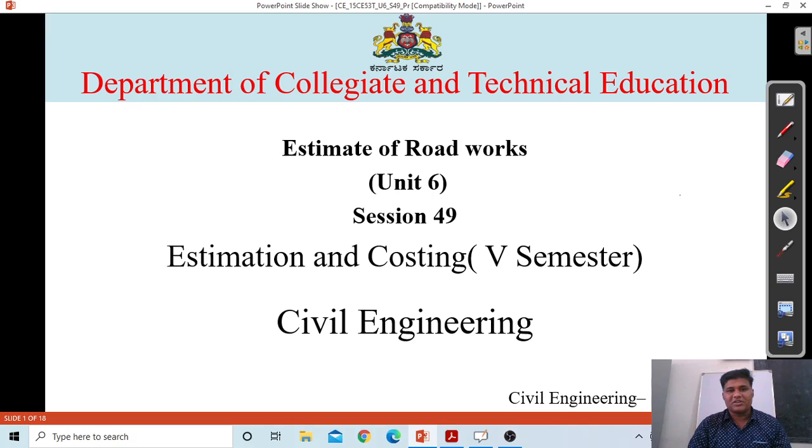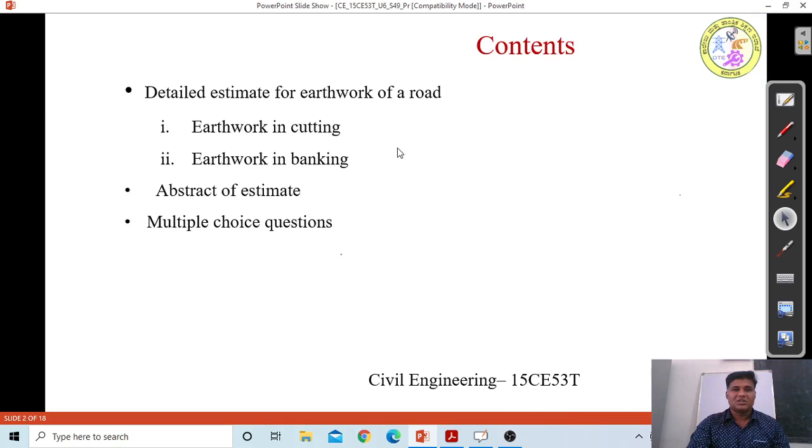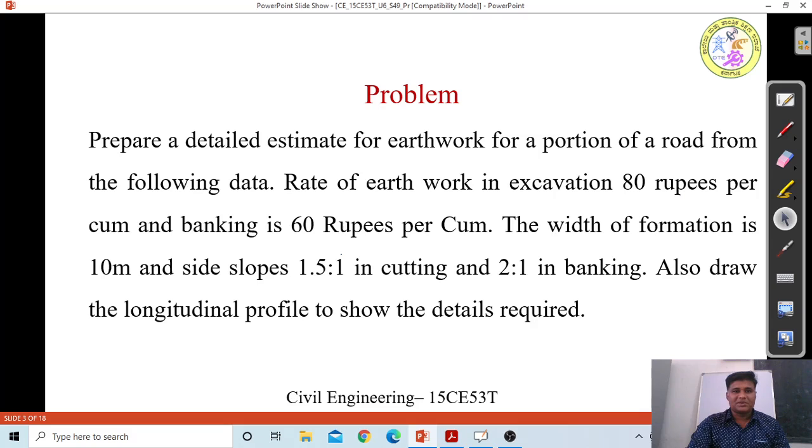This is session number 49 of the unit Estimation for Roadworks, unit number 6, for civil engineering students of 5th semester. In this session, I am going to explain how to calculate the quantity of earthwork in cutting and in banking. Banking is nothing but filling the earth for a stretch of a road. Then I am going to prepare the abstract of the estimated cost for those quantities, and finally there will be multiple choice questions. So this is the problem.